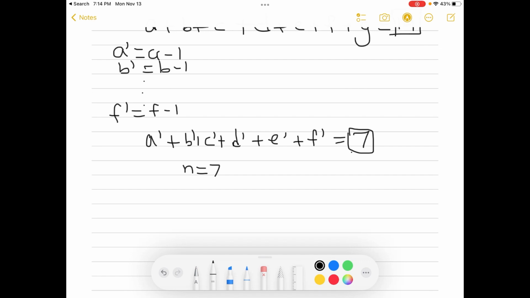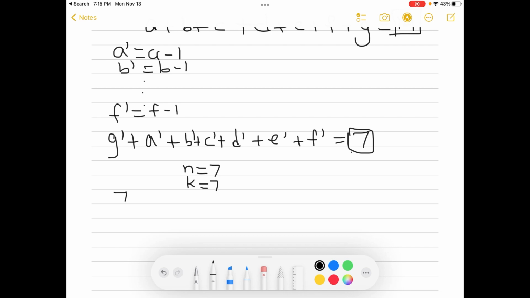We have, let's see. Ooh, I forgot the 7th kid. Hold on. G prime is G minus 1. I'll just add it in here. Forgot about the 7th kid. Our k value is 7 because we have 7 kids.